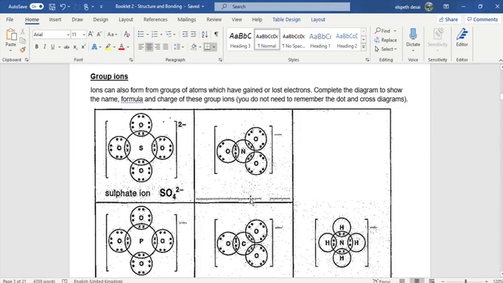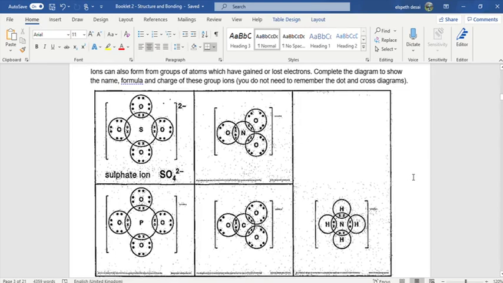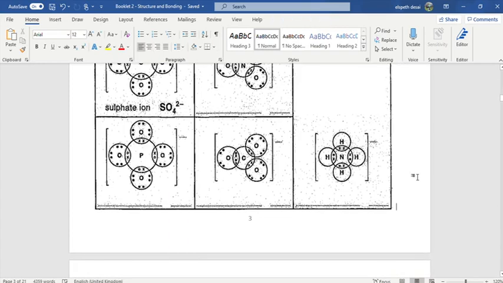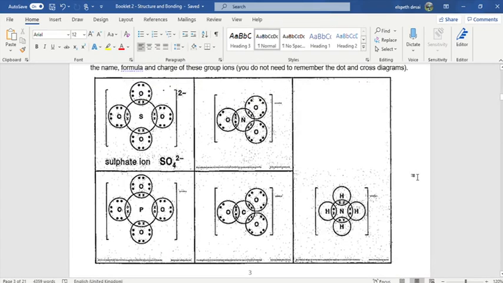So I think you should be able to do the rest of this table reasonably easily. Just make sure you use your data book to get the names of the different ions. And remember, they don't all have a negative charge. Some of them are negative, one of them is positive.